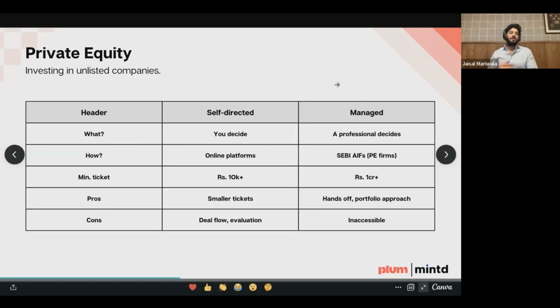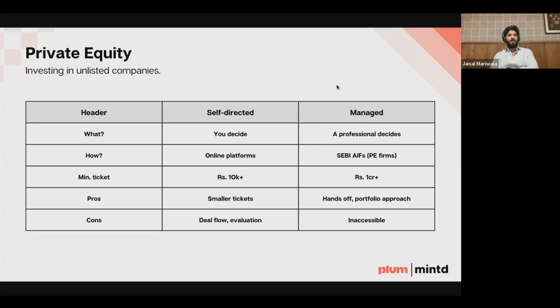To start off with, let's start with private equity. Private equity just means investing in unlisted companies. Listed stocks are called public equities. Unlisted companies are called private equity, right? There's two ways you can invest in private companies.